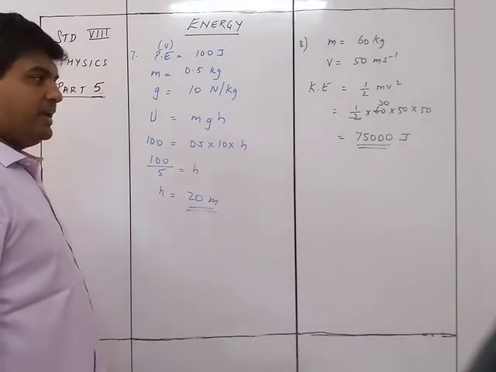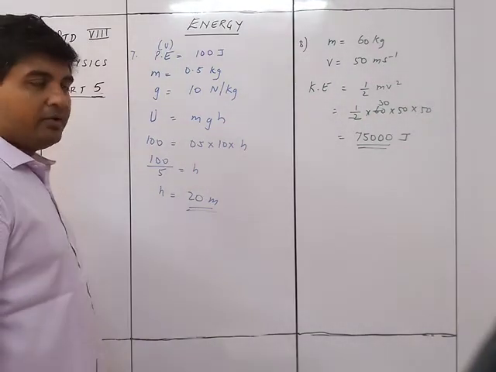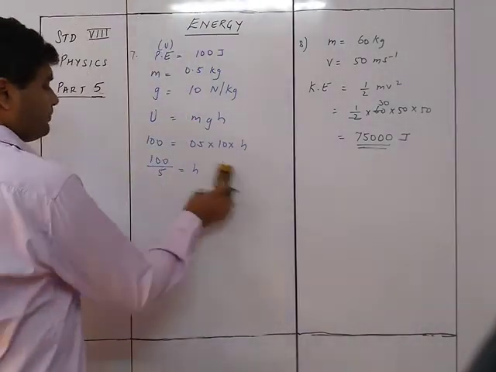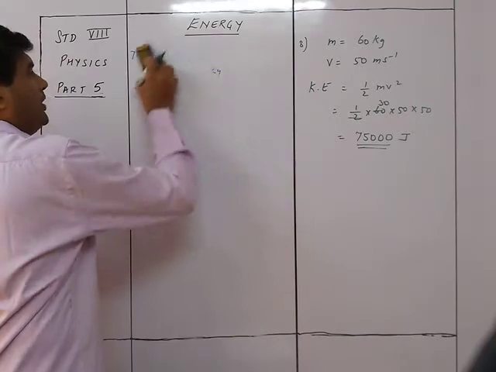You can keep it as it is. No need to make it 7.5 into 10⁴. Directly give the answer as 75000 joule. Move on to sum number 9.